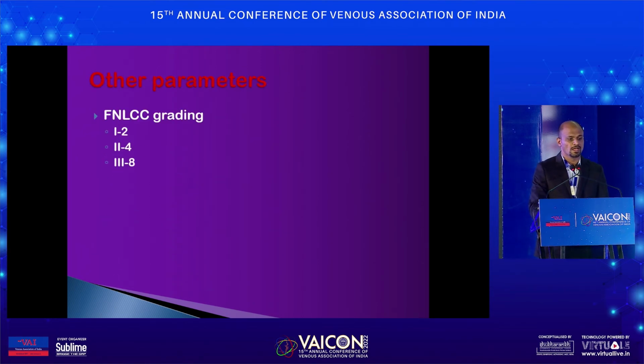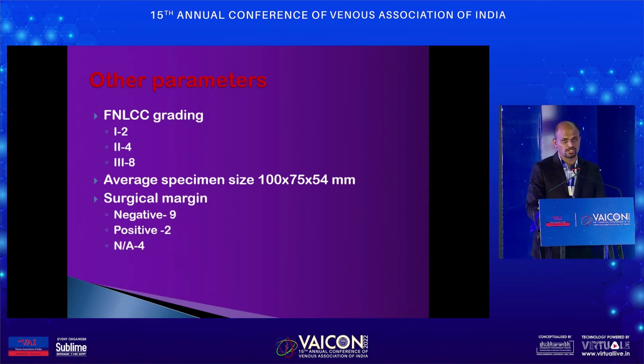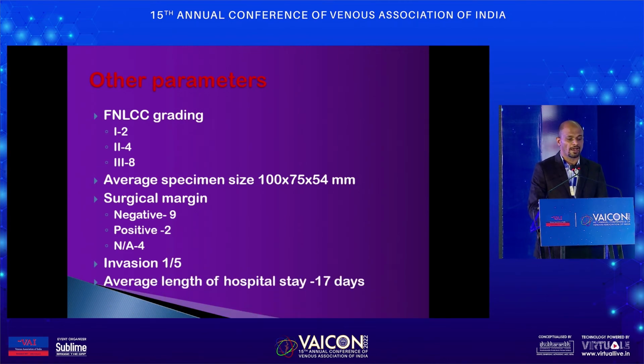Other parameters: most of our cases, by FNLCC grading, are poor biological tumors. Our average tumor size is approximately 10 centimeters. For the surgical margins where the data was available, we had 9 negative surgical margins, 2 positive, and the data was not available in 4 cases. Regarding invasion where en-bloc resection was done, there was only 1 case where left iliac artery micro-invasion was seen. In the others, there was no micro-invasion. Average length of hospital stay was 17 days.